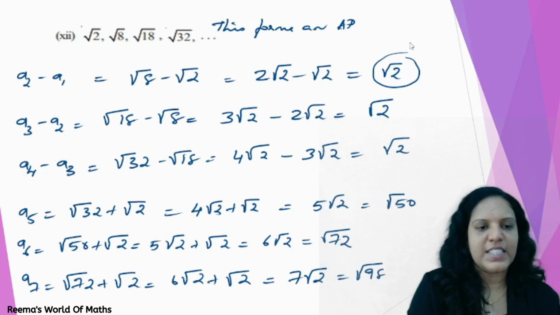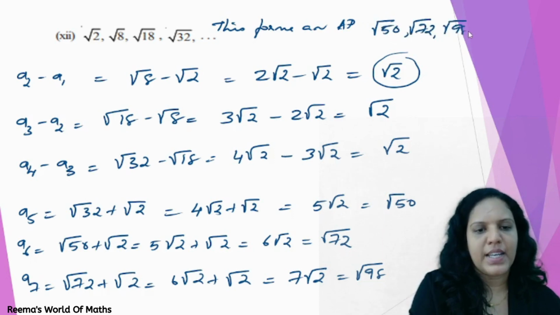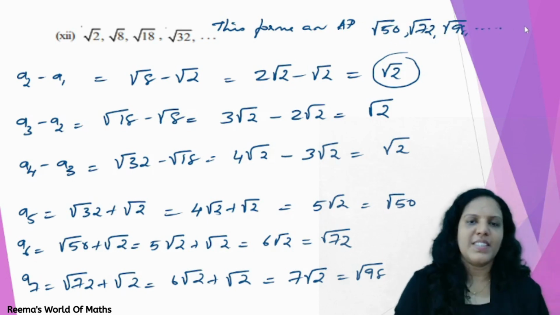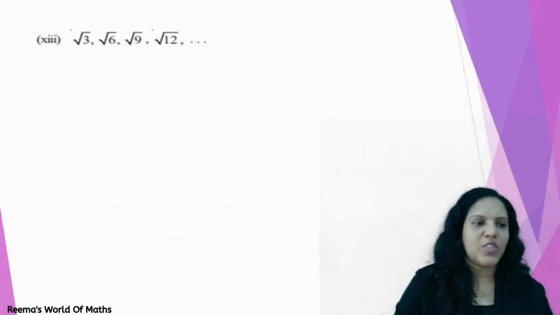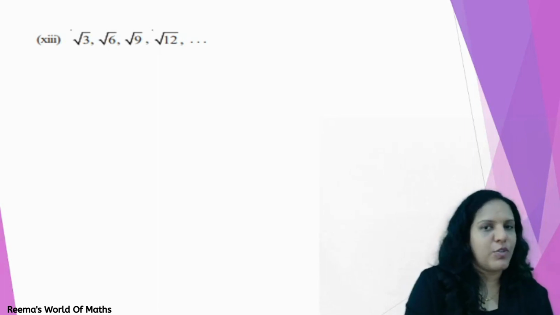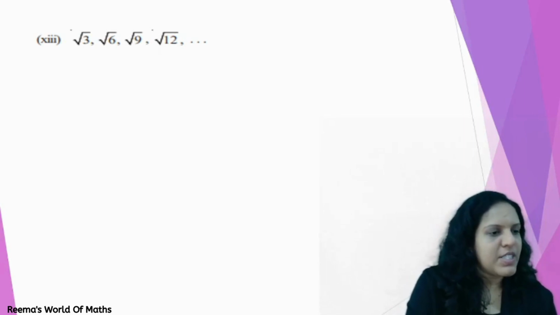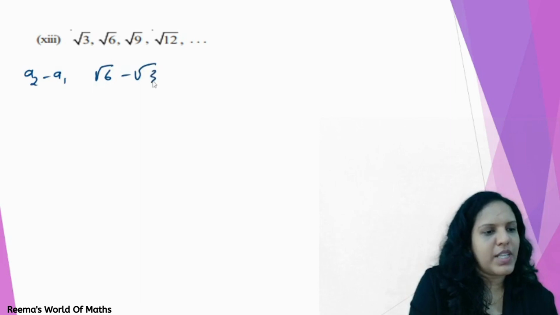So the next three terms of this AP are square root of 50, square root of 72 and square root of 98. Let's see the next question. Next question: square root of 3, square root of 6, square root of 9, square root of 12. Let's see the difference A2 minus A1, which is root 6 minus square root of 3.